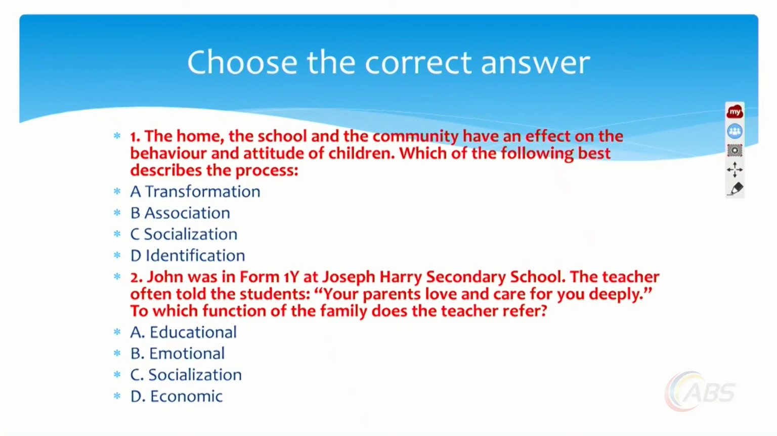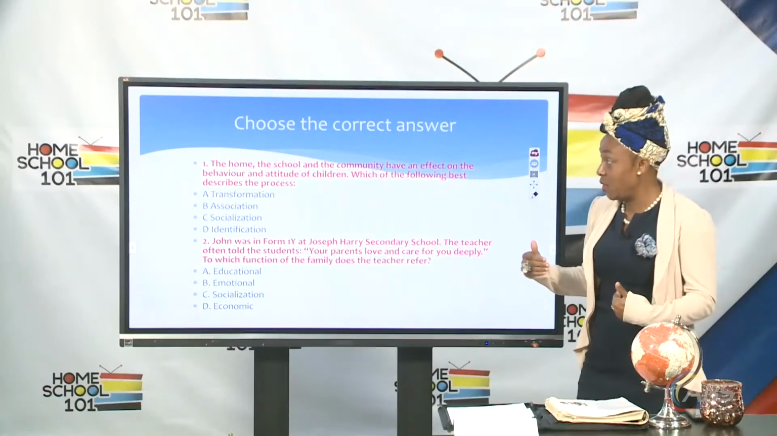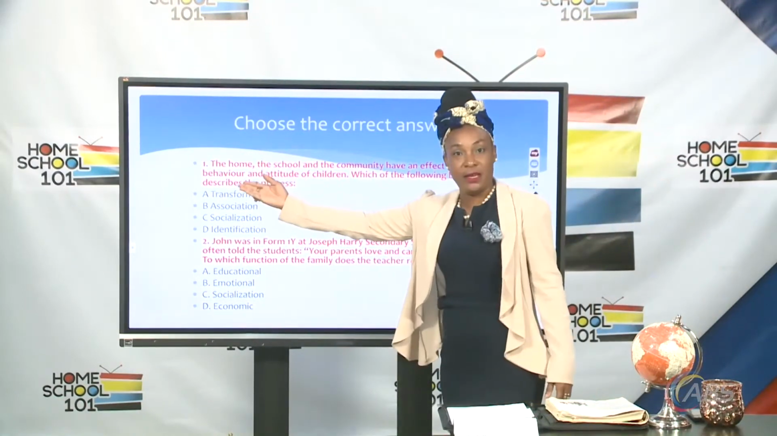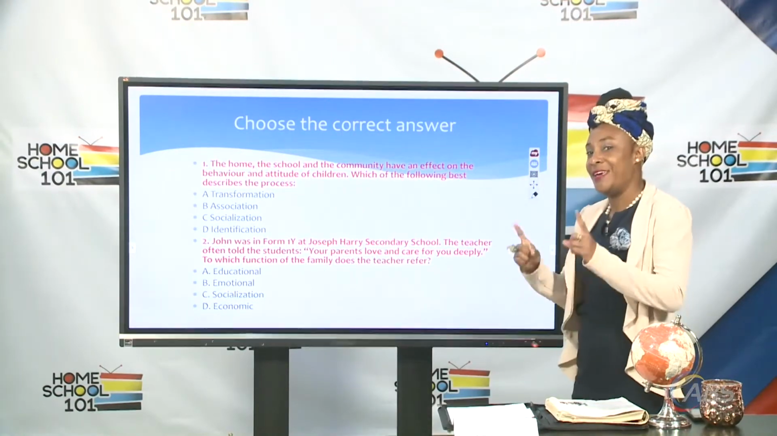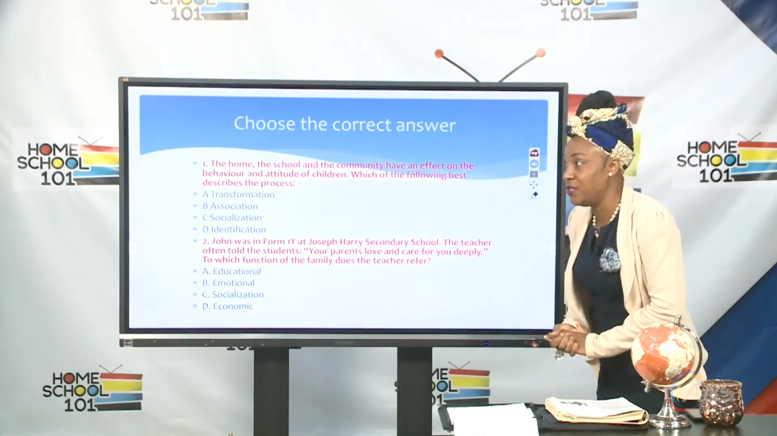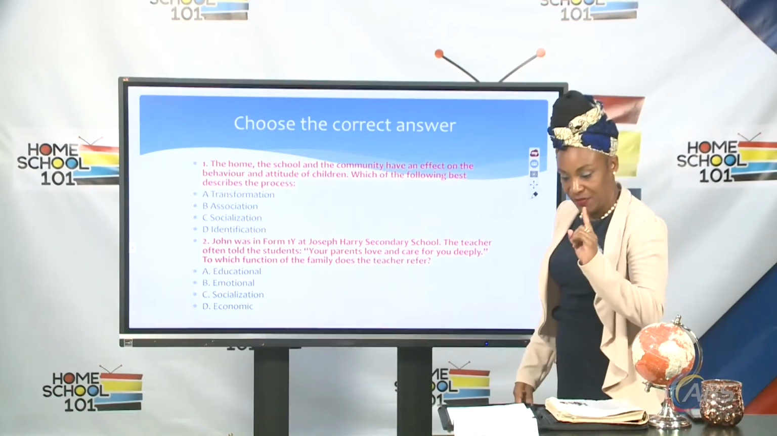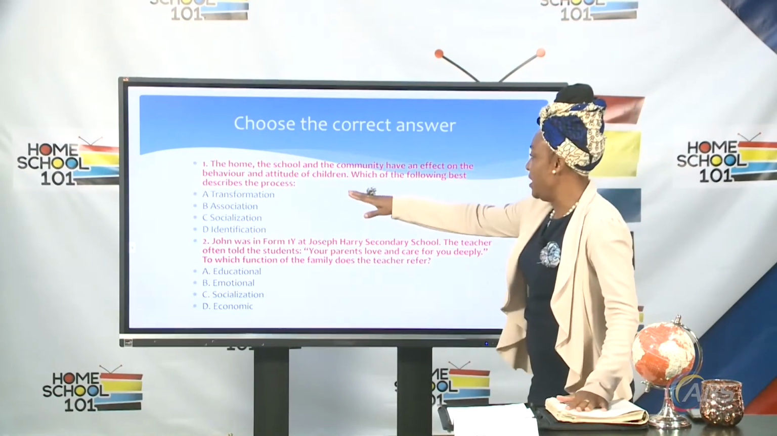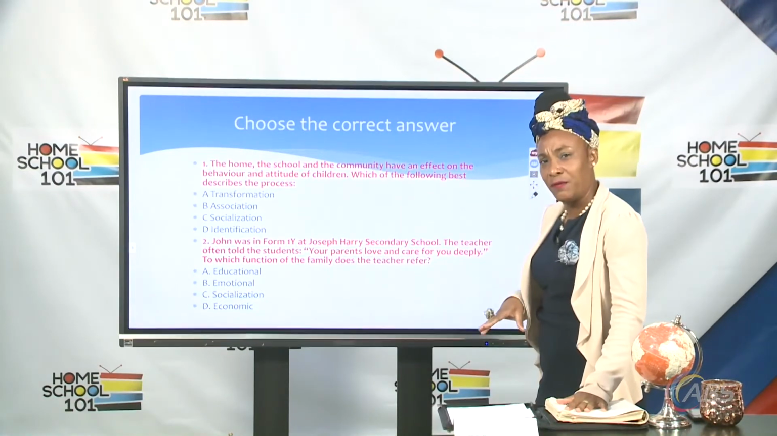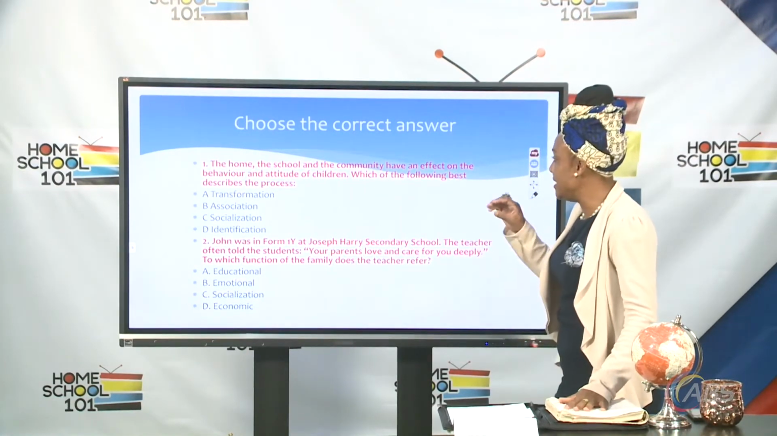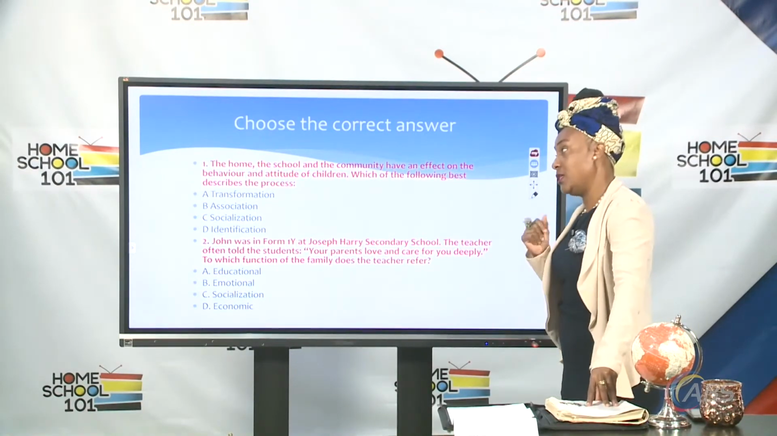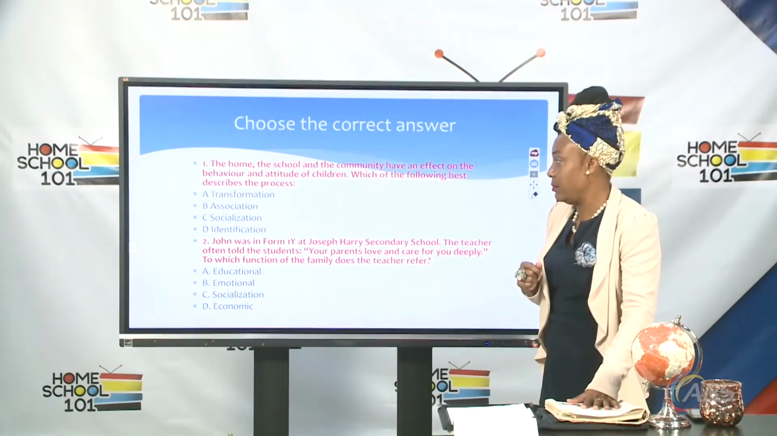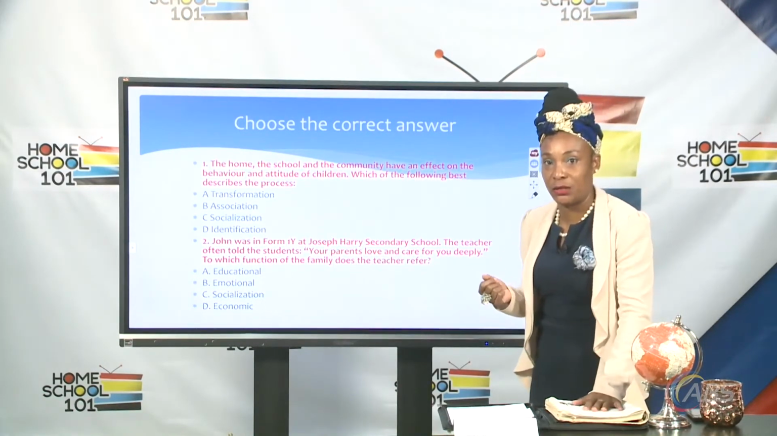There are key words in the statement that will assist you to answer your question correctly. Now, the key words that you will be looking for are behavior and attitude. Which one of the functions tells us about how we behave? If you were listening carefully, you remember that was the last function I emphasized. So when you think about behavior and attitude of children, where does this start from? What does it entail? Does it entail transformation? Does it entail association, socialization, or identification?